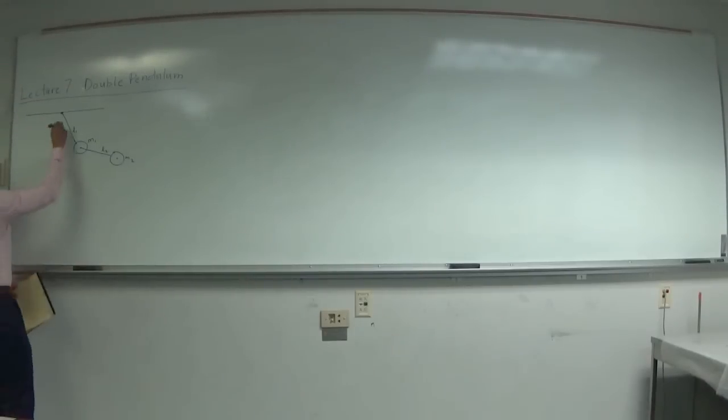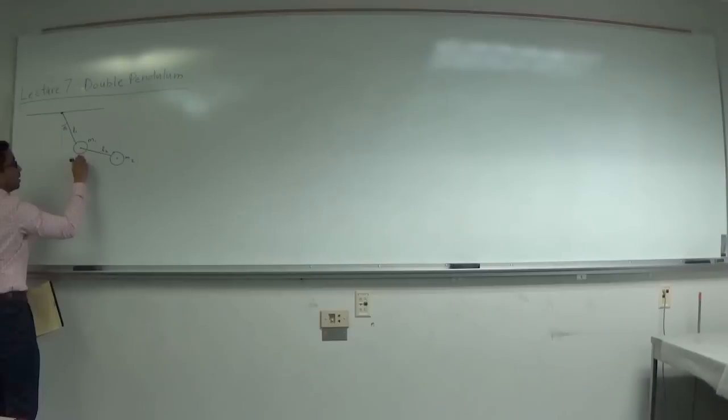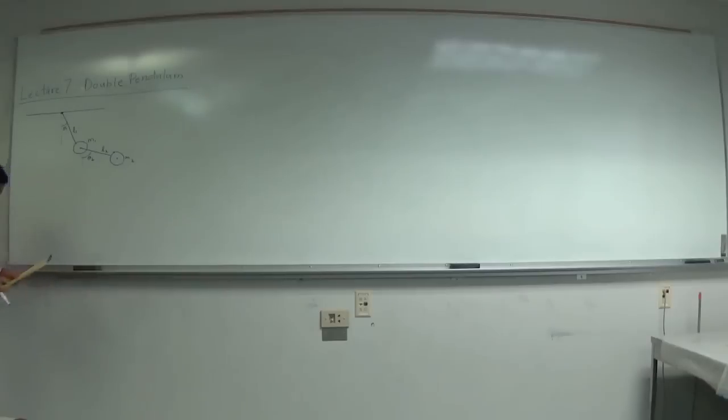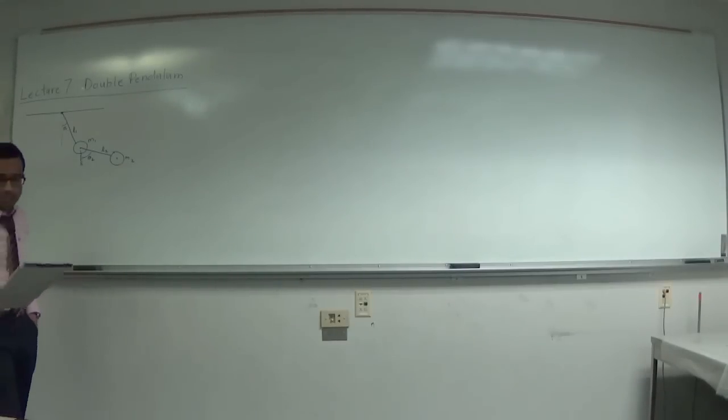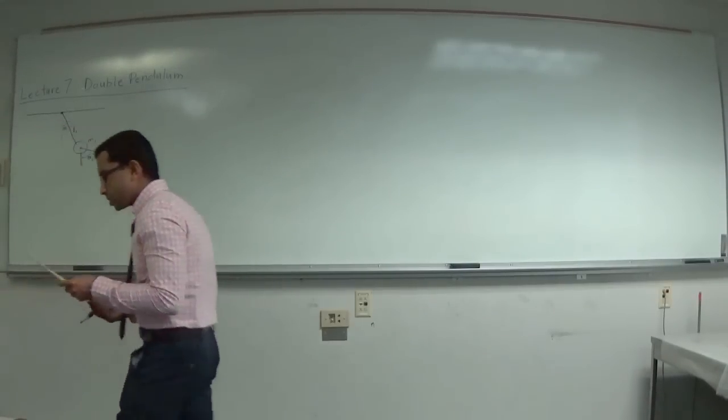Let me just denote this angle. Say that's theta 1. And then that angle, say that's theta 2. Is theta 2 with respect to theta 1? So this is with respect to the vertical. Okay. So that's basically what theta 2 is. So we're going to have that sort of setup. And this is all in the PDF notes, by the way. So all the details will be in the PDF notes.